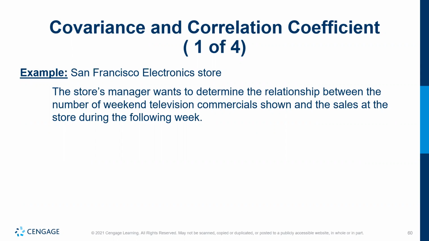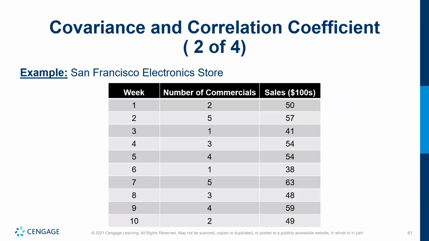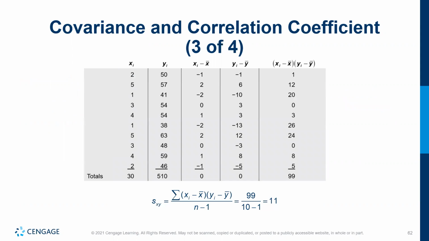So here's our example. A store manager wants to determine the relationship between the number of weekend television commercials shown and the sales of the store the following week. So there's this chart, number of commercials and sales. A lot of times you're wondering, is there any relationship between the two things? So here you can see the value of X, number of ads, and Y, sales. Then we found the mean of X and the mean of Y, X minus the mean, Y minus the mean, multiplied together, divided by n minus 1, which gives us a covariance of 11.